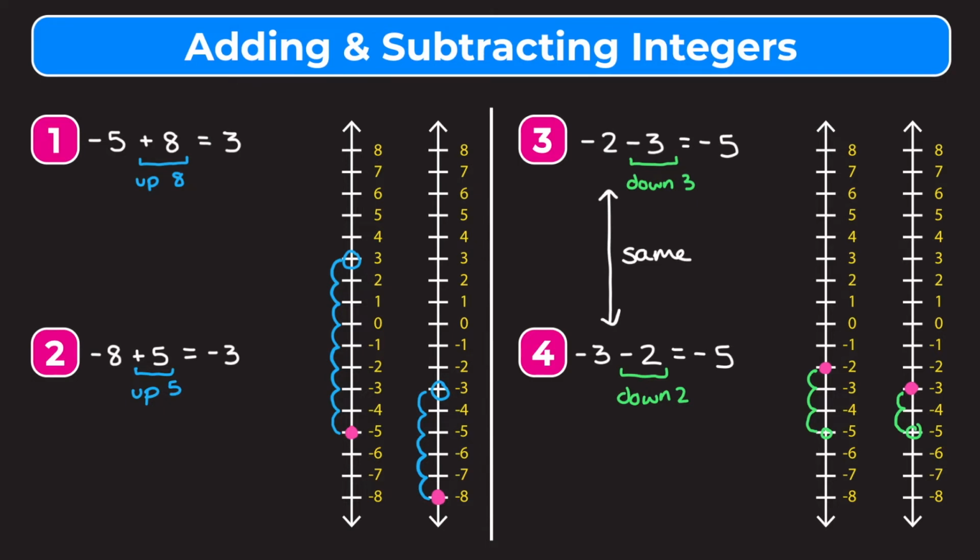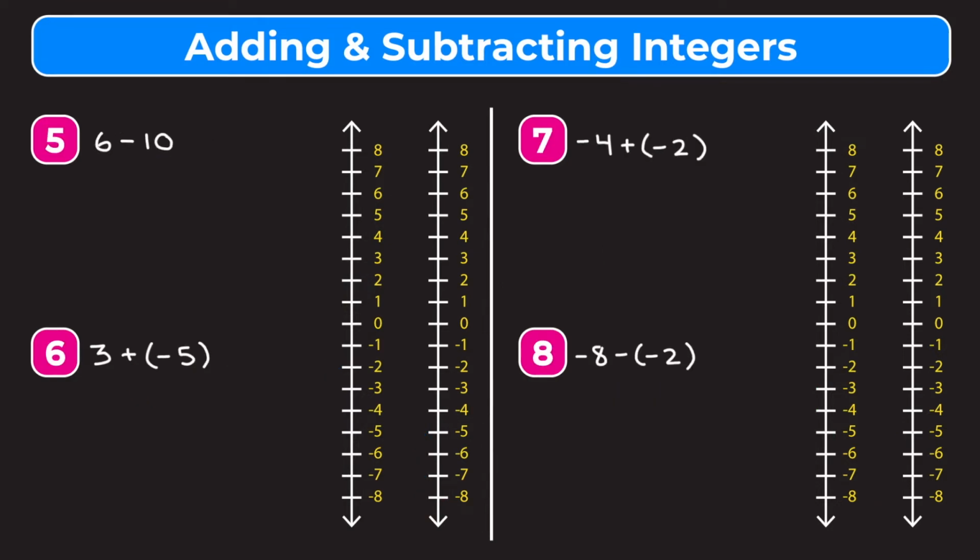So let's do a couple more examples using a number line, and then we will do some without a number line. So number 5 is 6 minus 10. So 6 is just positive 6. So if a number doesn't have a sign, it's just the same as saying a positive number. So we are starting at positive 6, and this minus 10 tells us that we want to go down 10. So we're going to go down 10 spots. 1, 2, 3, 4, 5, 6, 7, 8, 9, 10. And that's going to bring us down to negative 4.